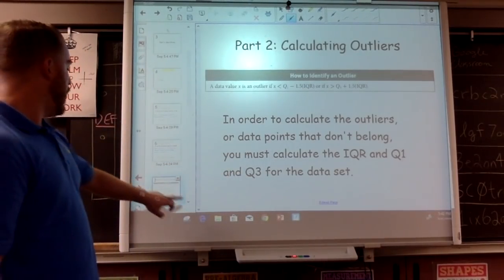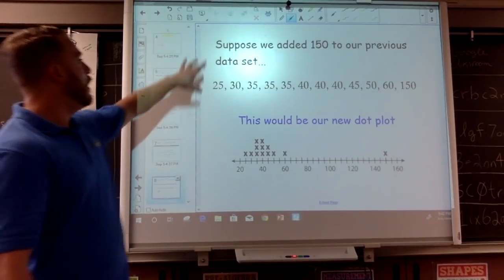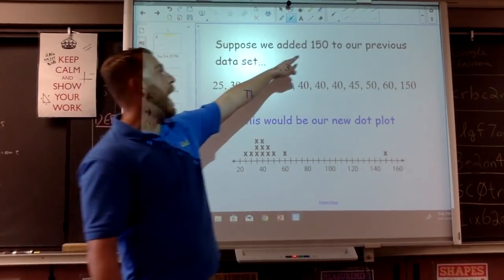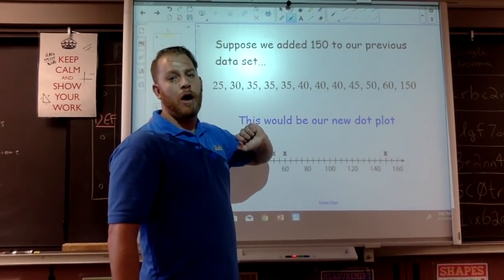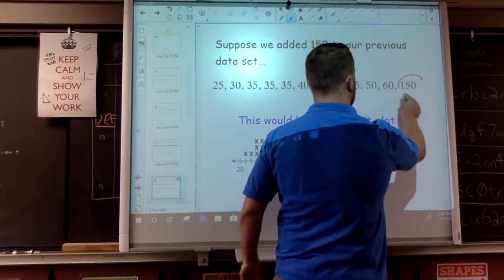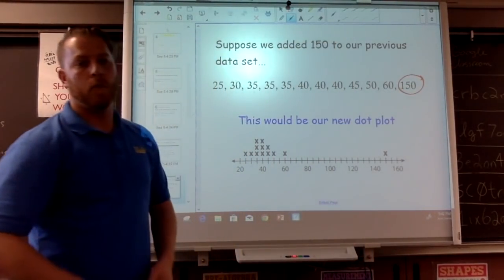So let's see here, we'll have our first example. It's actually going to be the same example as our dot plot, except we're going to add the number 150 to it. So we're going to have the same numbers, and at the end, we tacked on that number 150.